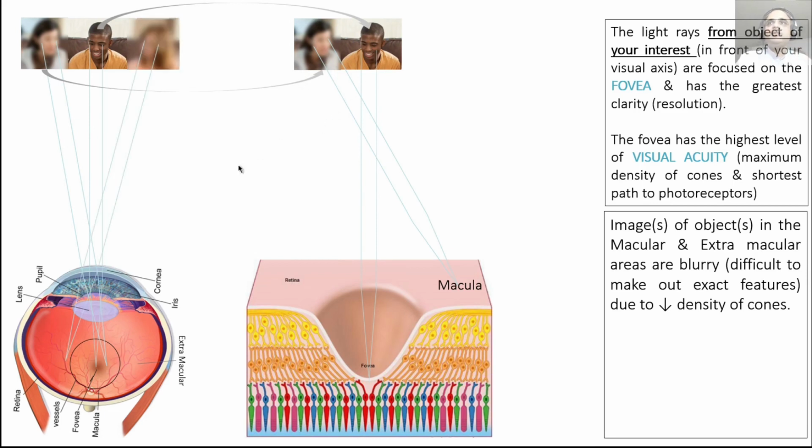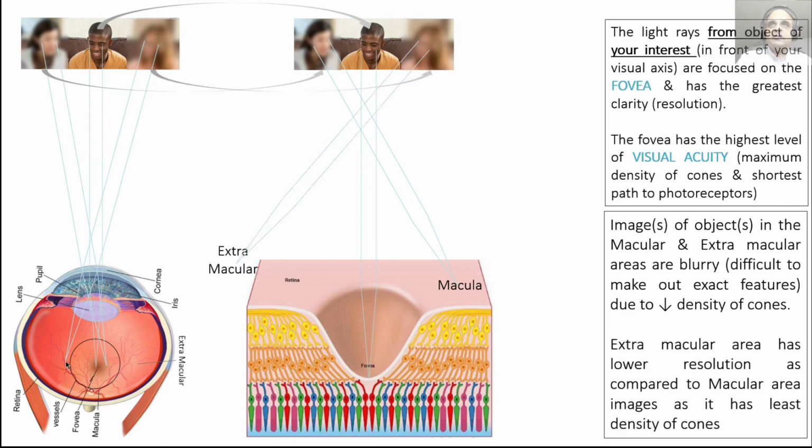And the same goes for the other person to the right of the person that you want to see. The light rays from that person are falling outside of the macular area onto the extramacular area. So this person is going to be even blurrier, because here you mostly have rods, you don't have many cones.